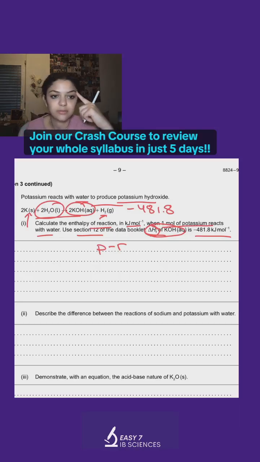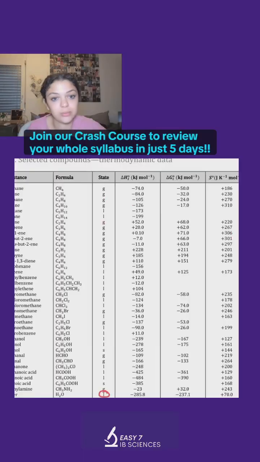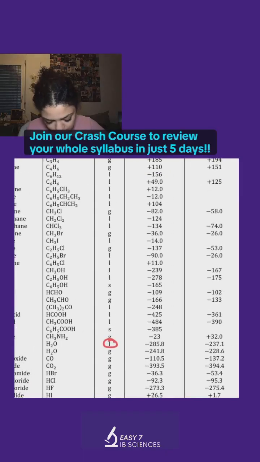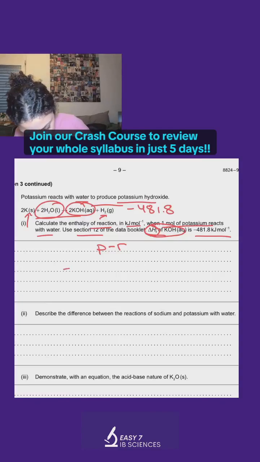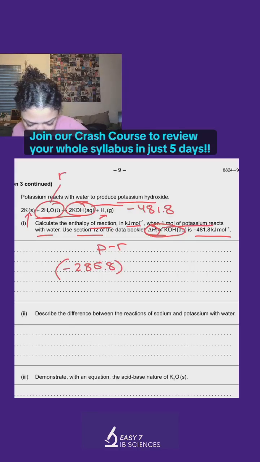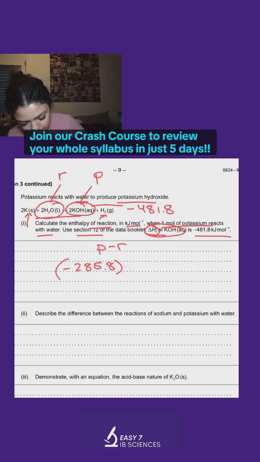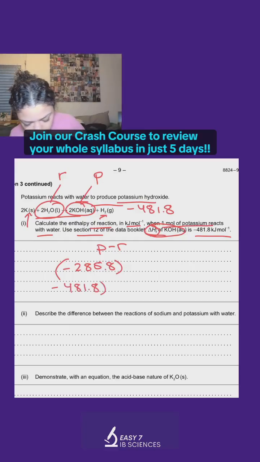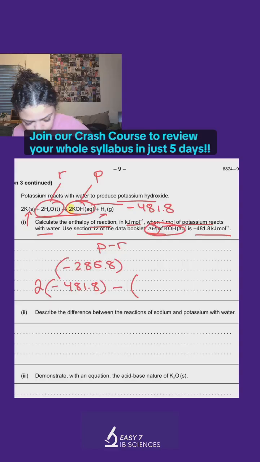Now, what do you have to be careful of? In your data booklet, you have to make sure that you're looking for the L, the liquid one, because the question asked for liquid. So my enthalpy of formation is negative 285.8. I'm going to write that down. Negative 285.8. And that's my H2O. My H2O is my reactants. This is my product. I know for formation, I just have to do products minus reactants. So I have negative 481.8 times the coefficient. You can never forget the coefficient. Minus the reactants. Also times the coefficient.